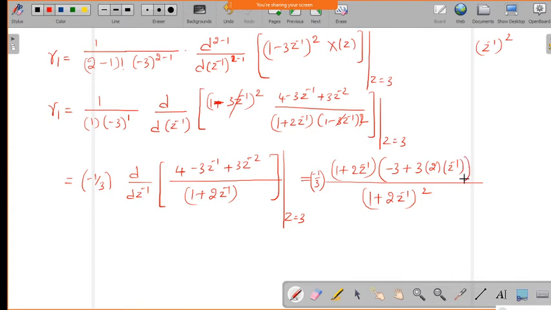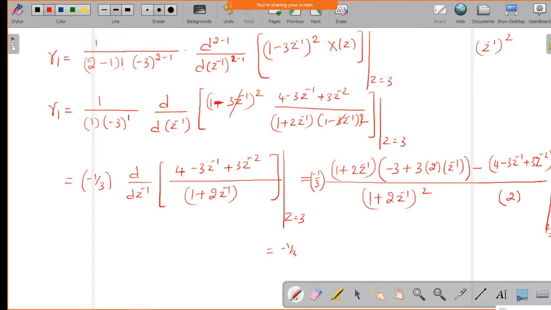So minus, as it is, the numerator 4 minus 3 z inverse plus 3 z power minus 2, into the differentiation of the denominator. What is the differentiation of the denominator? It is 2, because 1 gives 0 and 2 z inverse gives 2. So now evaluate this at z equal to 3. What will you get?